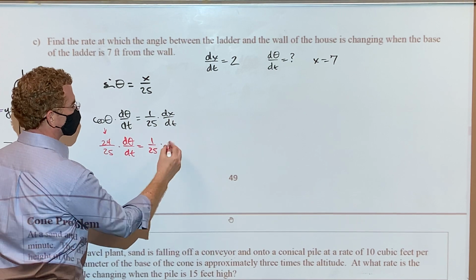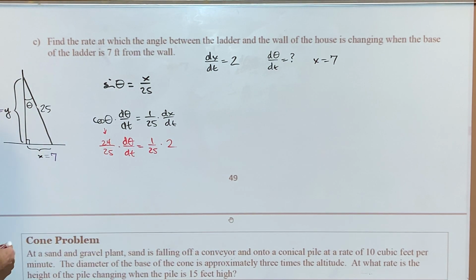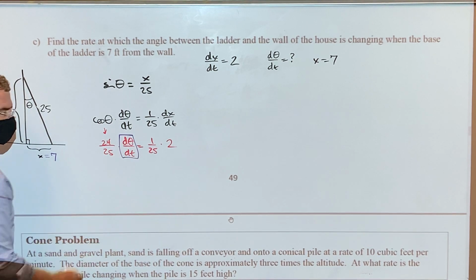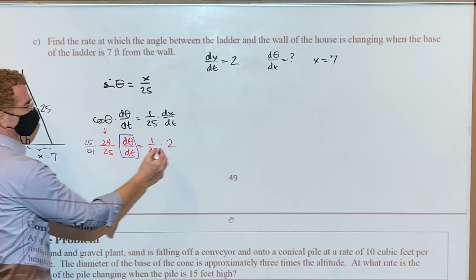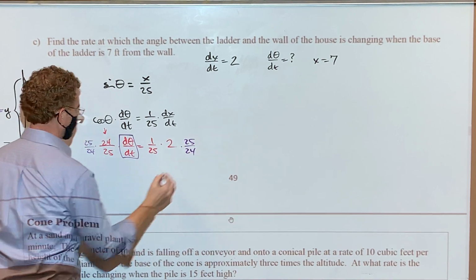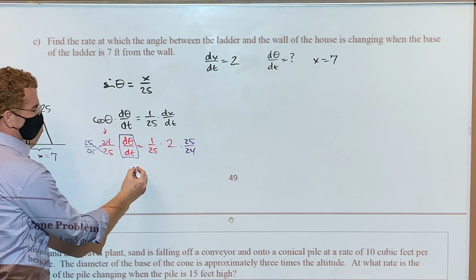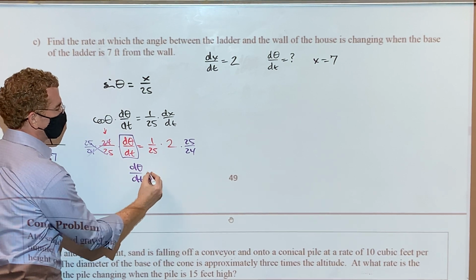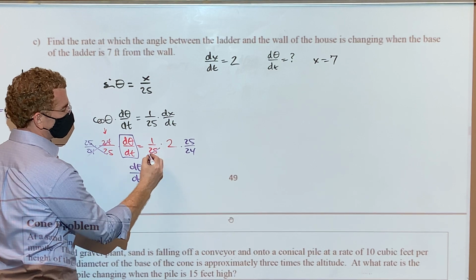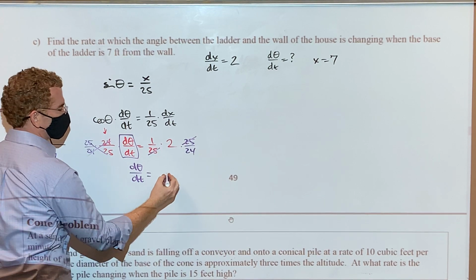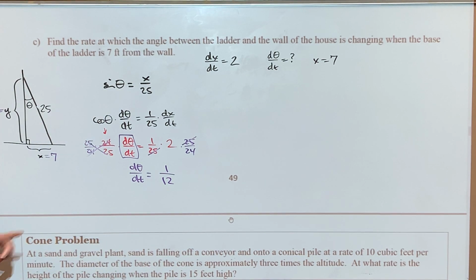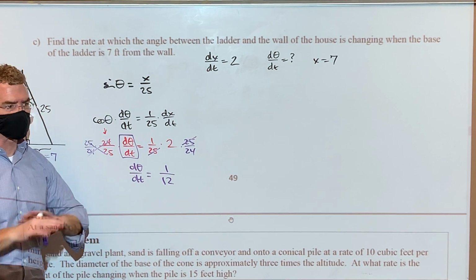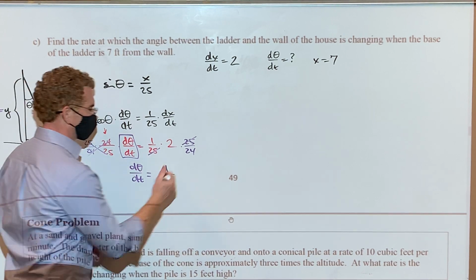And what is dx dt? 2. So all I have to do to solve this is to what? To solve for that? Multiply by a reciprocal. That all cancels there. And I get d theta dt equals, anything cancel? A couple of 25s, and I get 2 over 24, which is 1/12. And what would the units be? Very nice, because we don't do degrees, right? So radians per second.